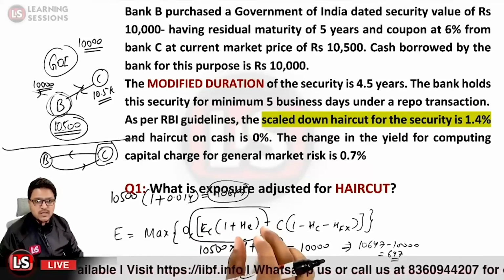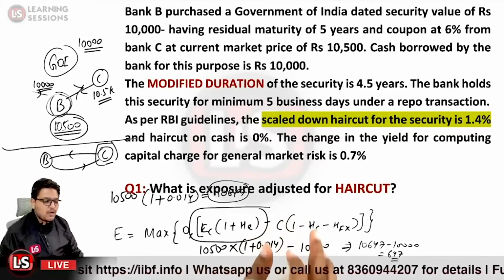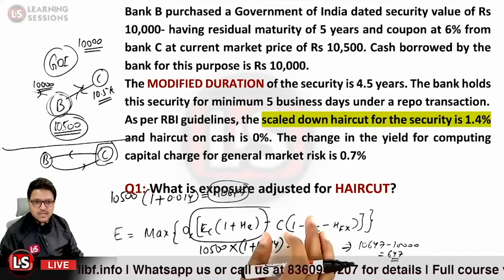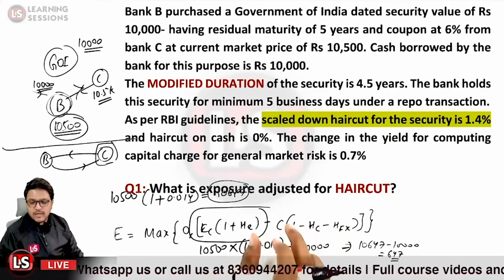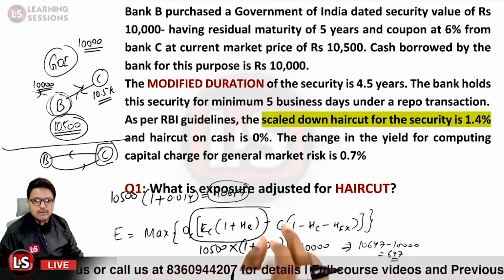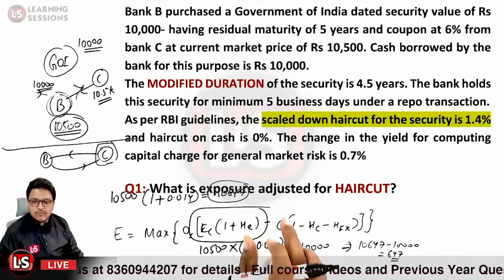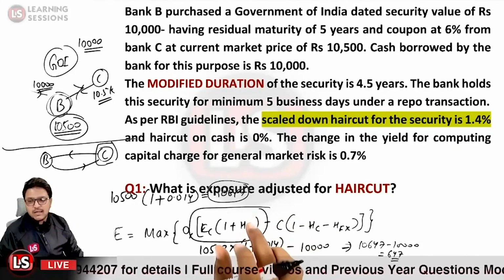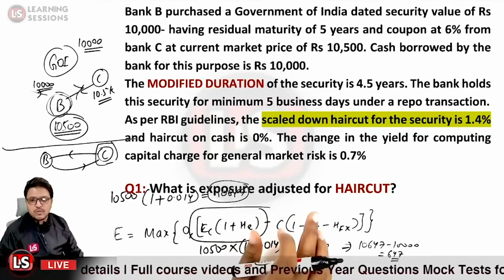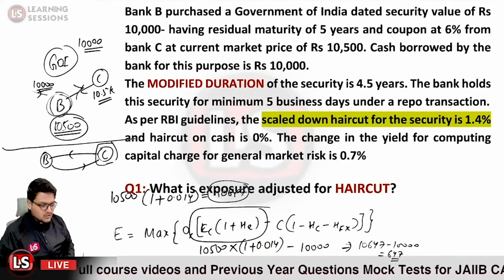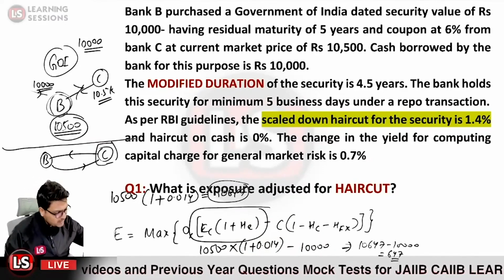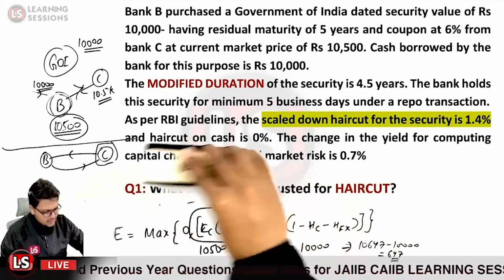So we already calculated that and it came out to be 10,647. They are just interested in the exposure adjusted for haircut. When we add the haircut value to the exposure, that would be 147 that we added to the 10,500, and that amounts to 10,647. So for question number 1, the answer would be 10,647. Is that clear?